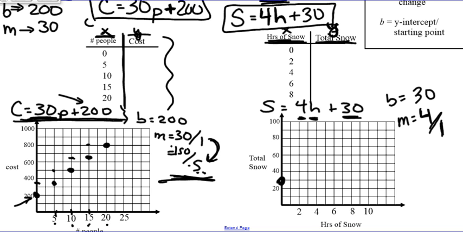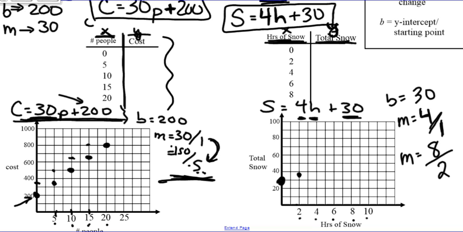But we can see here that our x's are going up by 2s. So let's change the slope a bit. Instead of 4 over 1, it would be 8 over 2. Same values, but now with a rise of 8, I need to go from 30 up to 38 in 2 hours. There it is.